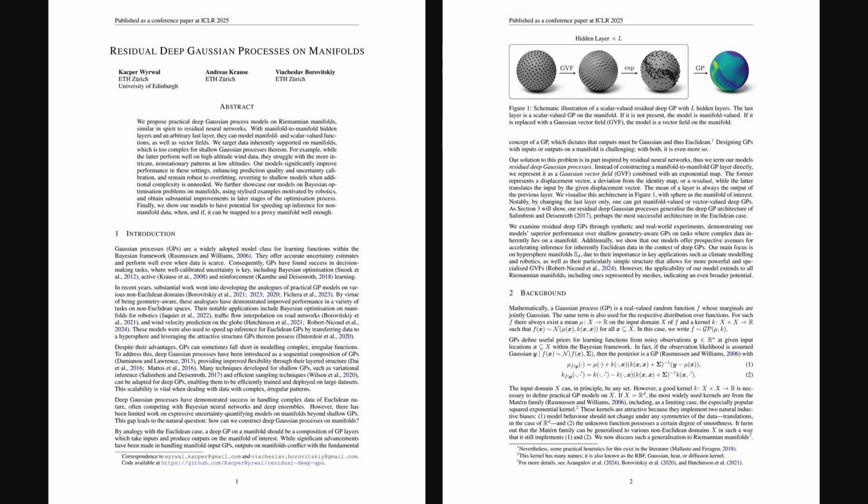So, wrapping things up, we've seen that these residual deep Gaussian processes offer a really powerful way to extend deep learning to curved spaces. Well, the key takeaway is that this layered residual structure, particularly using those Hodge GVFs, allows the model to capture much more complex patterns on manifolds than shallow approaches, like we saw with the wind data. This looks really promising for areas like climate modeling.